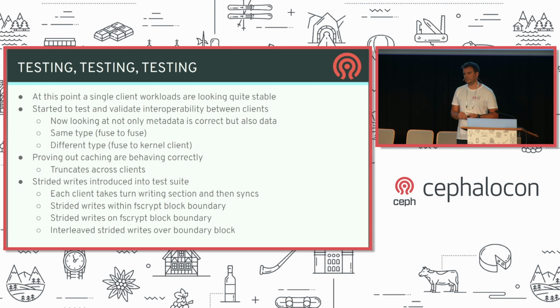And then also introduce strided writes into this test suite. Each test, a client takes turn writing a little section of what I defined to a shared file. And then after each write, sync, so the data doesn't get clobbered. So there are 3 types: strided writes within an fscrypt boundary, so little tiny writes under 4K; strided writes on fscrypt boundary, ideal type of workloads of 4K over and over; and then really unfriendly type of workloads, interleaved strided writes that are crossing block boundaries.